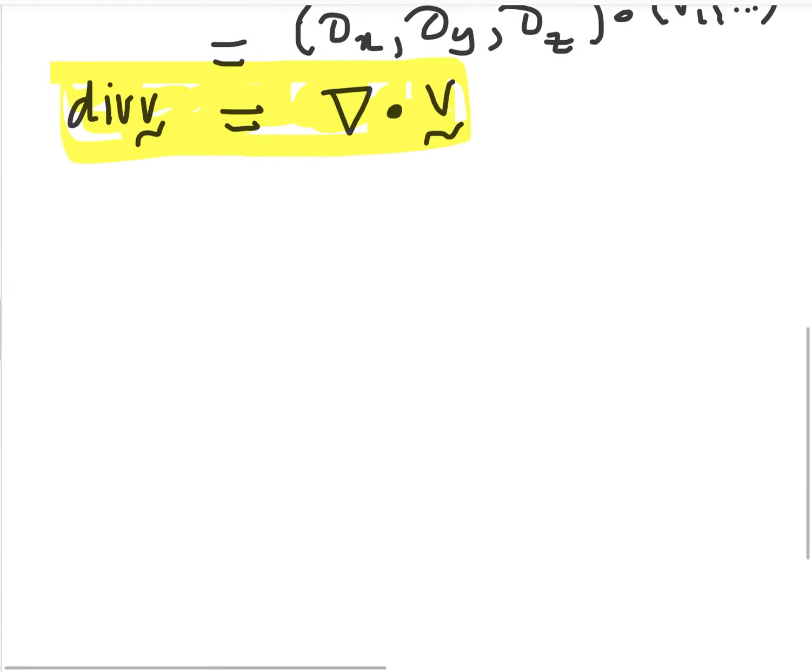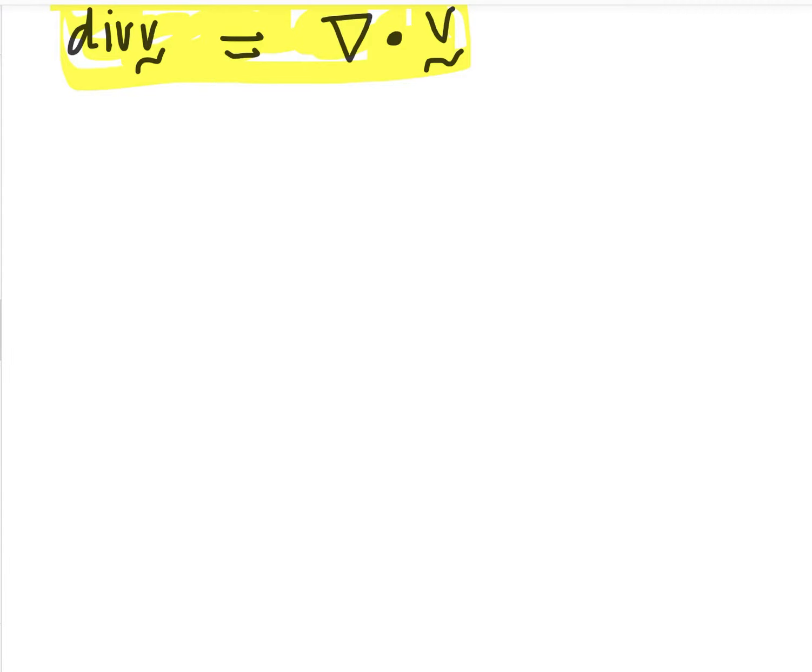So divergence operates on a vector to give you a scalar. Okay, so as a consequence of these operators, we may now define further operators. The next operator is the curl operator. The curl operator is the operator that operates on a vector to give you another vector. So now we define the curl operator.